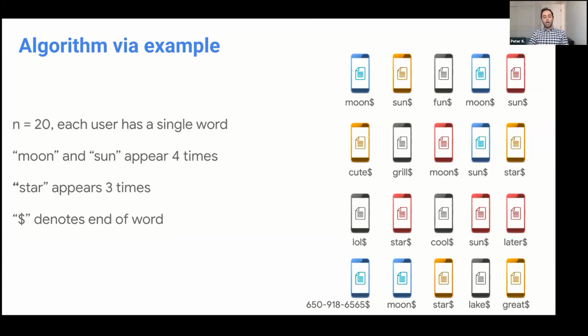Notice that we've added the $ sign to the end of every word. This is going to be important because we want to have a method for the service provider to know that we've reached the end of the word, because different words have different lengths. Moon has length 4, whereas other words, for instance, that phone number, has length 12 with the dashes in it. So different words will have different lengths, and we need to find a way to know that this is the end of the word, okay?